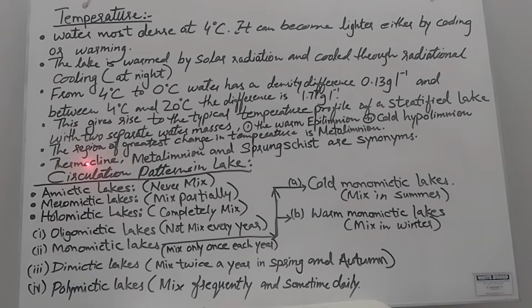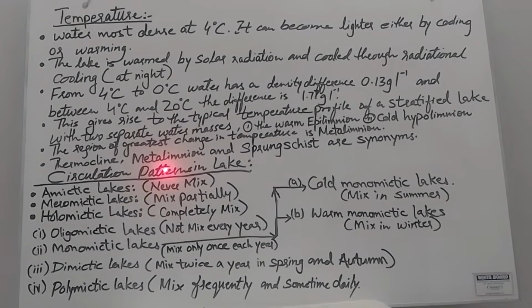So this metalimnion has three synonyms. This one is also called a thermocline, metalimnion, and structure. These three words are used as synonyms of each other. So on the basis of this phenomenon, temperature, lakes have circulation patterns.